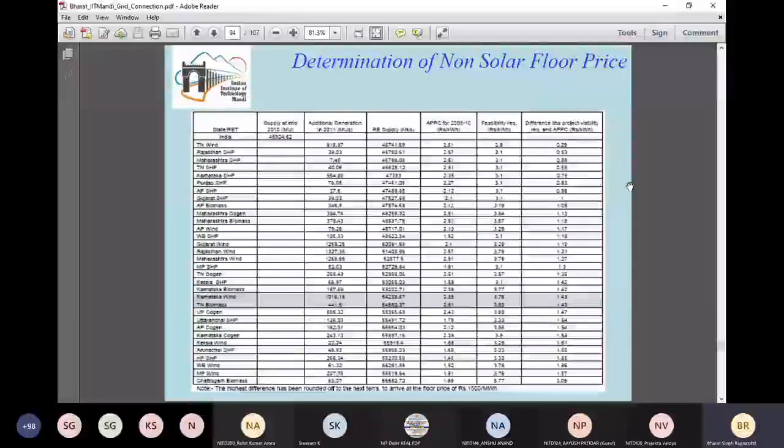Now you can see Tamil Nadu wind has an APPC of 2.51, feasibility is 2.8, and the difference between these two comes out to 0.29. So it means if they get 0.29 in addition to the APPC of 2.51, they reach the feasibility cost, meaning neither profit nor loss. Let's see, we have arranged this table in ascending order based on the last column.